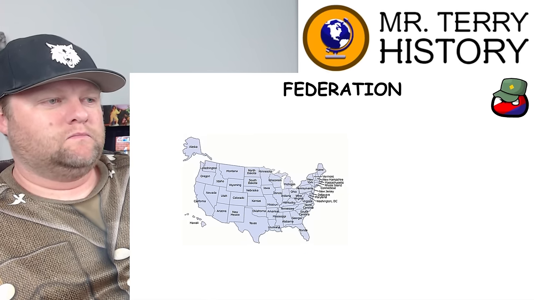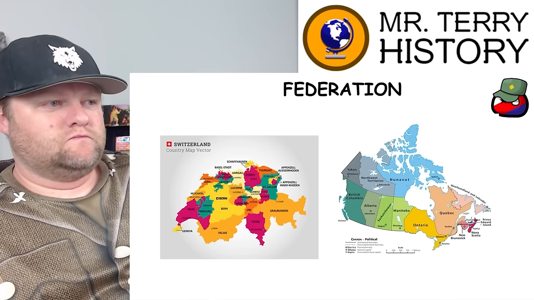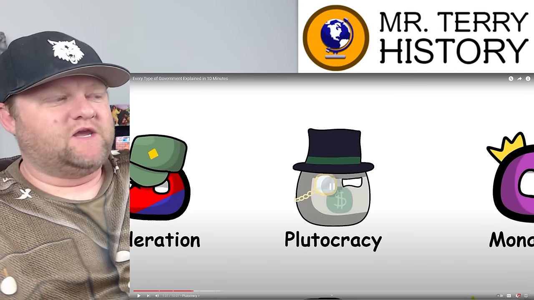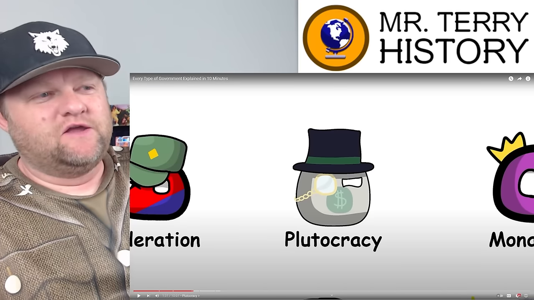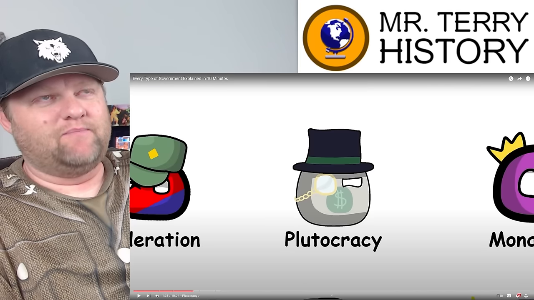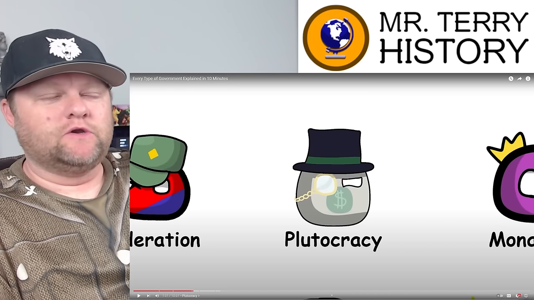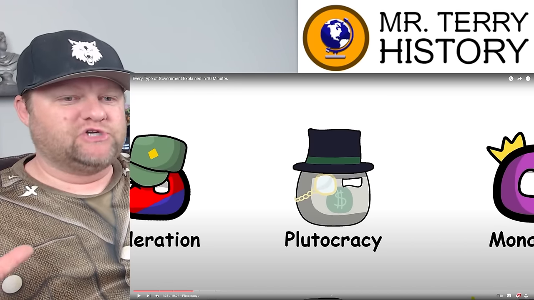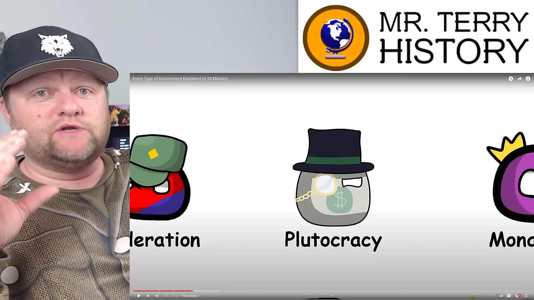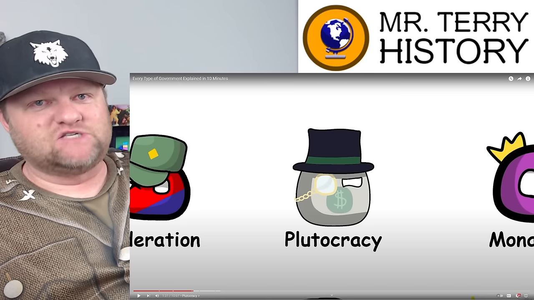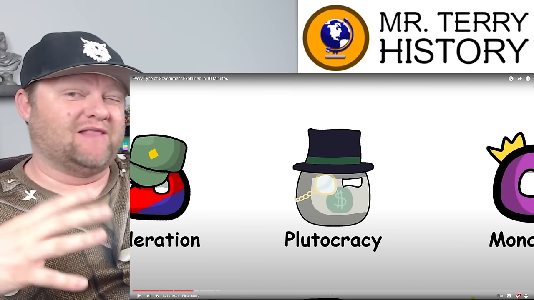The United States, Germany, Switzerland, Canada, etc. are examples of federations. It's not imperial, but it's like the stage below that, where empires have different provinces, and usually you'll see a federation when a place is large and has a lot of diversity to it. So these states have a lot of diversity. There's just one unifying cultural aspect or something like that, but it's also not like an empire.